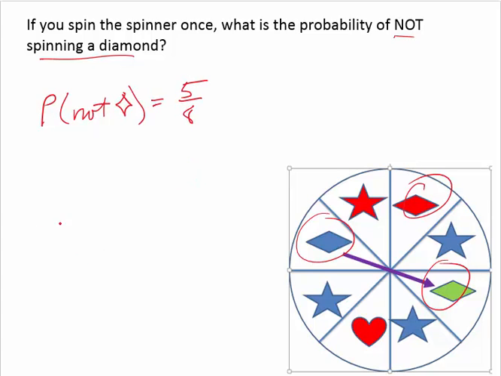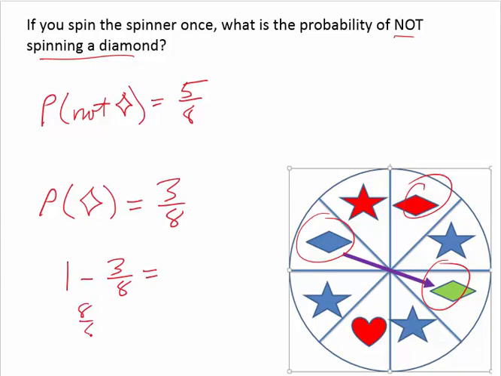If we want to use the definition we just learned, we knew that the probability of spinning a diamond is 3 out of 8, so we take 1 minus 3/8 to get 8/8 minus 3/8, which is 5/8. That's the other way to get 5/8 for that answer.